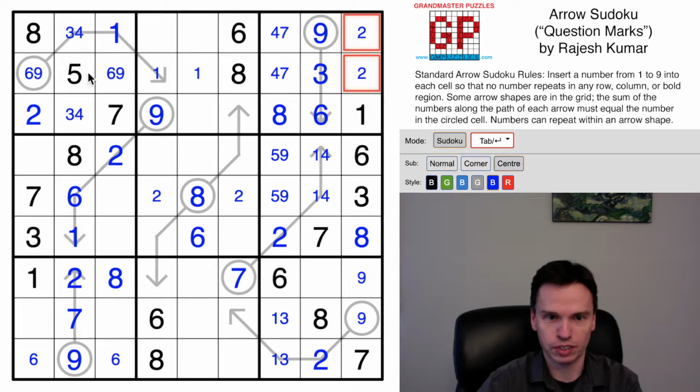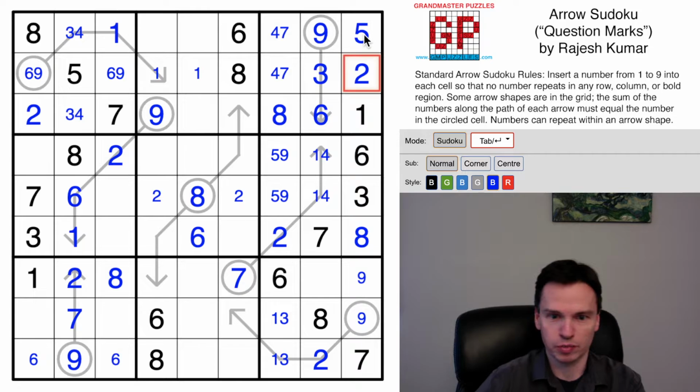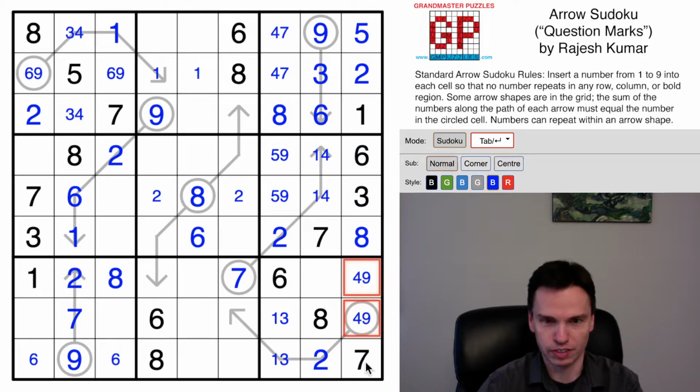So this is 2 of 5. 5's left here, so 5 has to come up. 2 comes down. We're left with 4, 9 for these cells, a 5 up top. And this is another place to now jump to some other arrow opportunities and work through them.